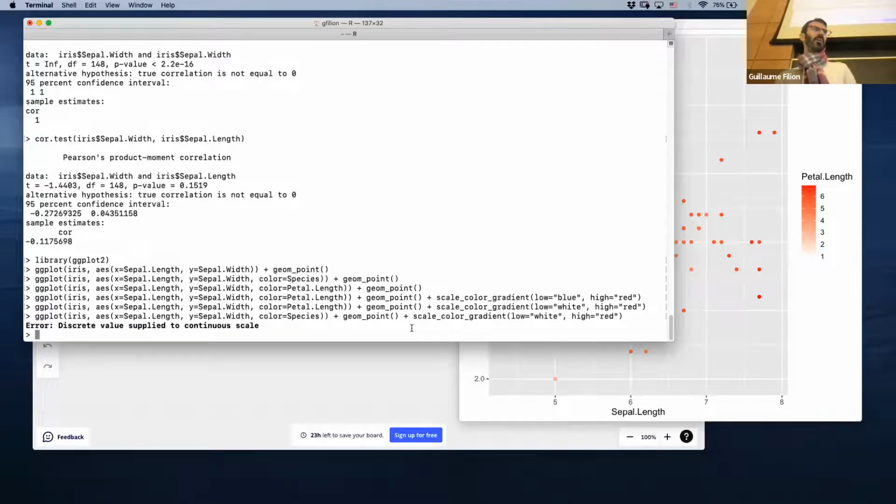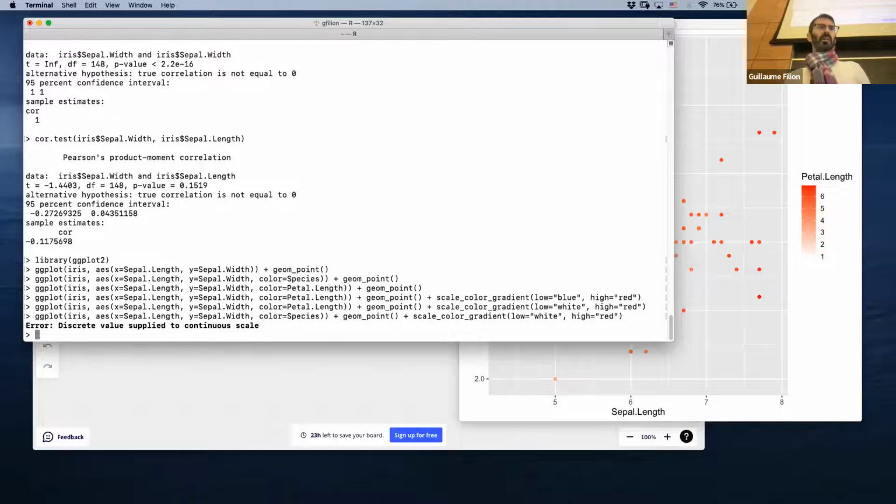And so when we do that, if you have this scale color gradient and you want to pick the colors from a discrete variable, it says, no, I'm not going to be able to help you here. This is discrete values applied to a continuous scale. It says, no, you cannot mix continuous values and discrete values. I will give you a different color for every species, but don't ask me to put them on a gradient here. These are discrete values. Okay, so that won't work.